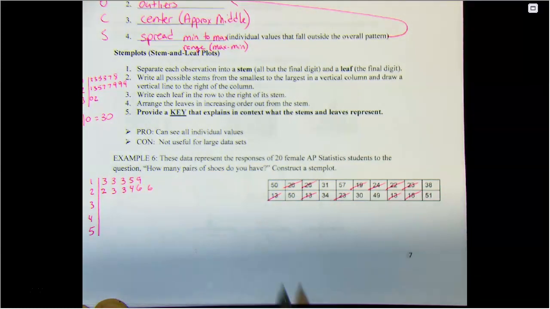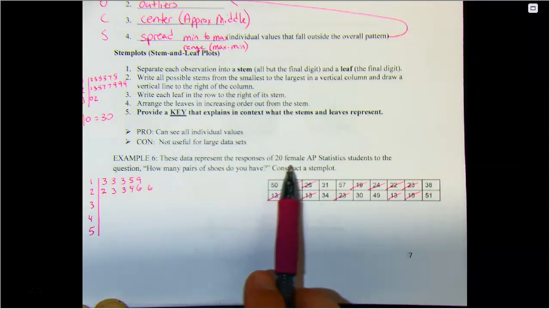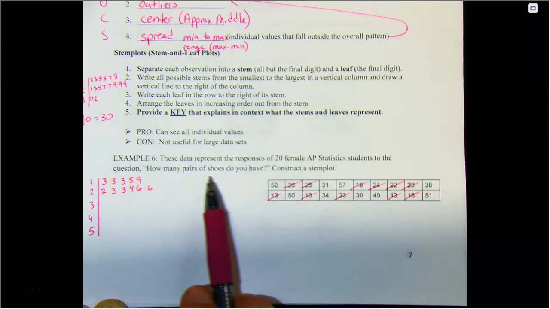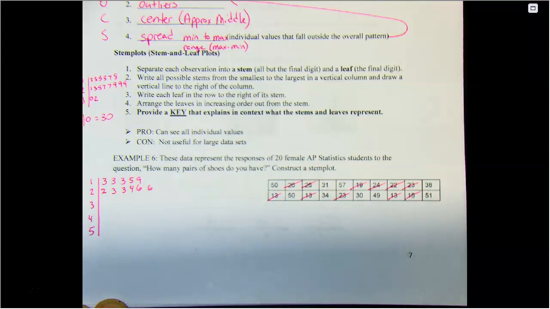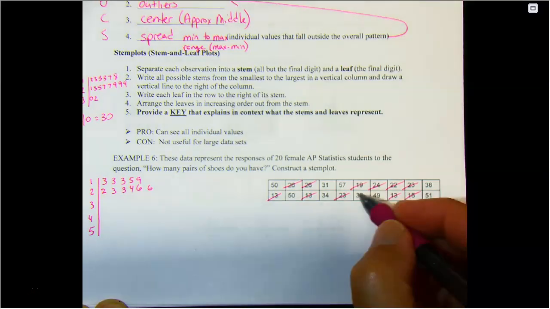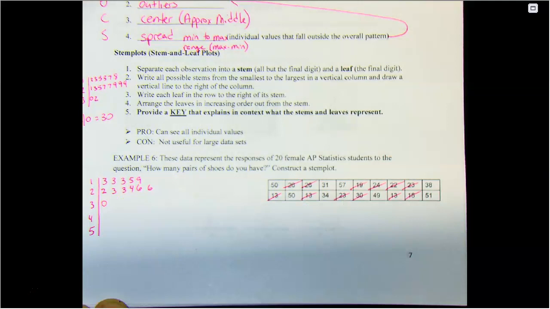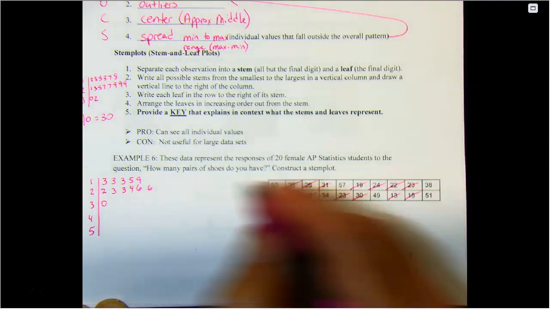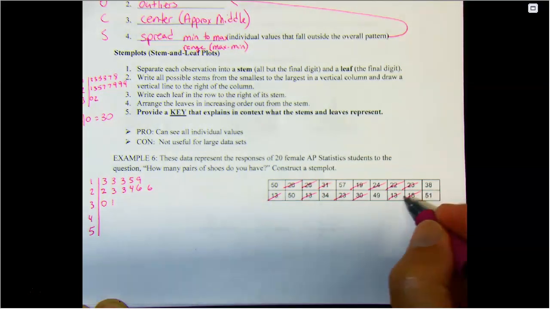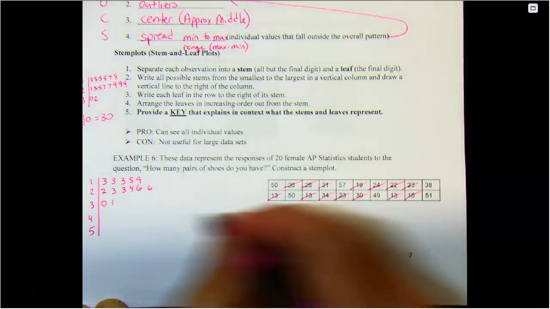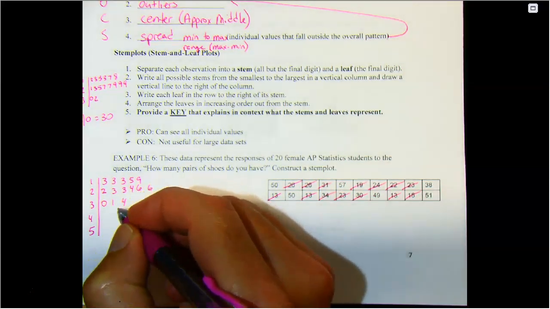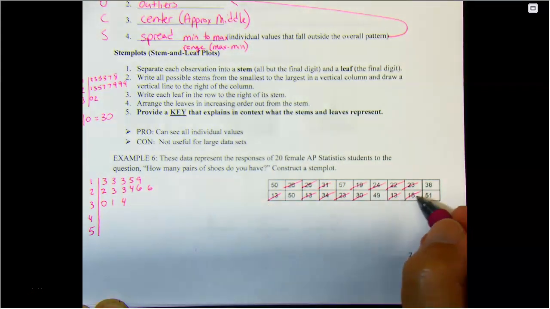And I forgot, what are we even plotting here? These data represent responses for 20 female AP Stats students to the question, how many pairs of shoes do you have? So I guess I could have rolled that data in there, but we saved it for a different time. Where am I at? 30s. Speaking of 30s, we have a 30. And then we have a 31 and a 34 and a 38.